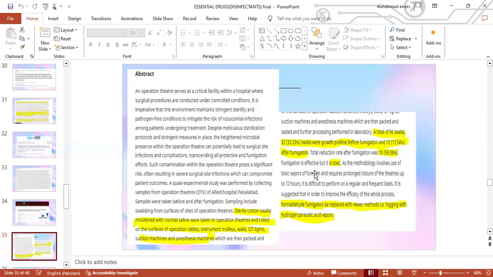Fumigation is effective, but it is toxic, as the methodology involves the use of toxic vapors of formalin and requires prolonged exposure, closure of the theaters up to 72 hours. It is difficult to perform on a regular and frequent basis. So it was suggested that instead of the formaldehyde fumigation, fumigation with hydrogen peracetic acid vapors should be done.